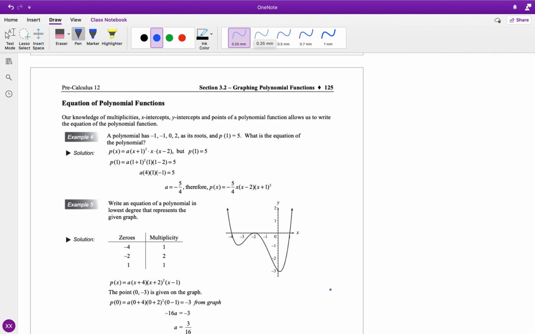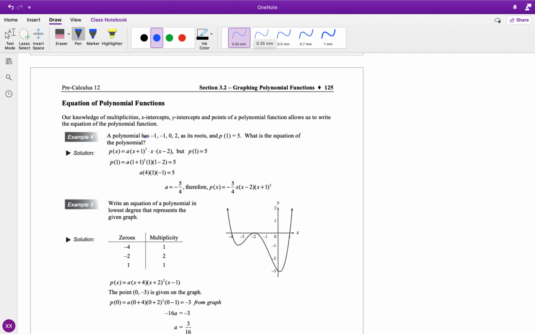This is the third part of 3.2 and also the last part. In this section, I just wanted to show a couple of examples that are a bit different from so-called graphing polynomial functions. But in fact, it's the same thing. It's kind of just talking about something in reverse.